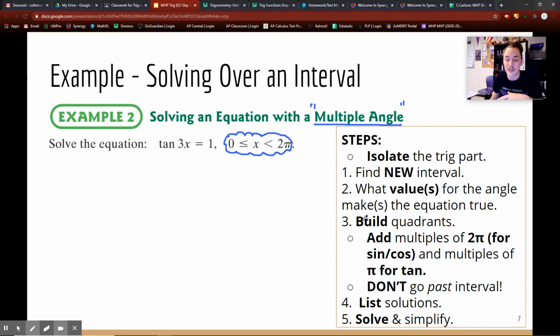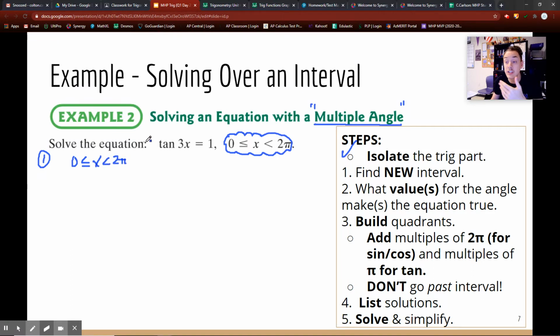And these are the steps I'm going to show you right now, okay? So I want to caveat that Math Excel, when you go through view an example, will teach it to you differently than what I'm teaching it to you. So is the trig part isolated? Yes. Tangent 3x is isolated. Find new interval. What is that? So this is my first step: find new interval. What's my interval? Well, my interval is this.